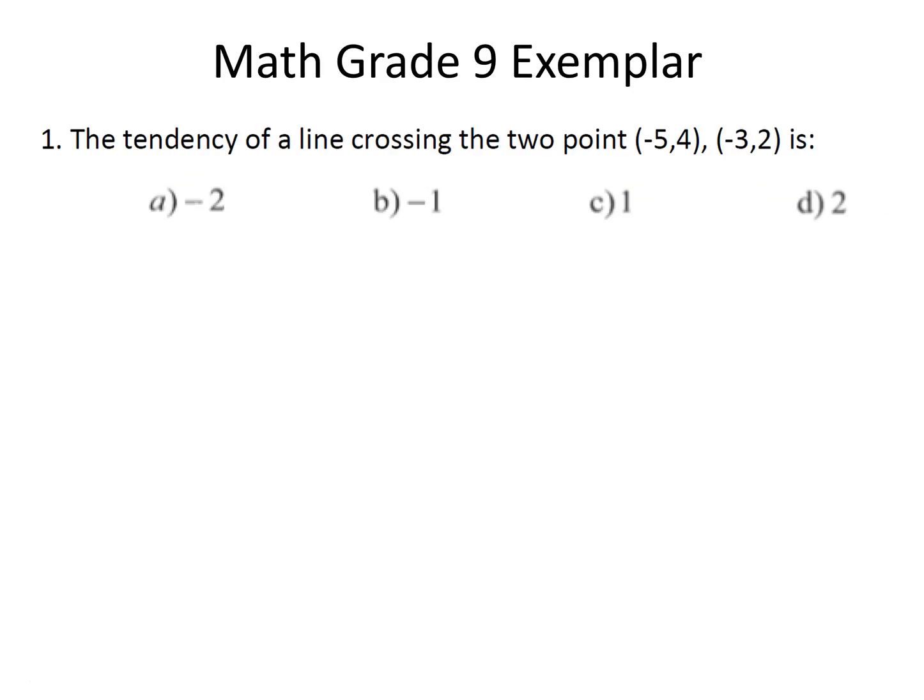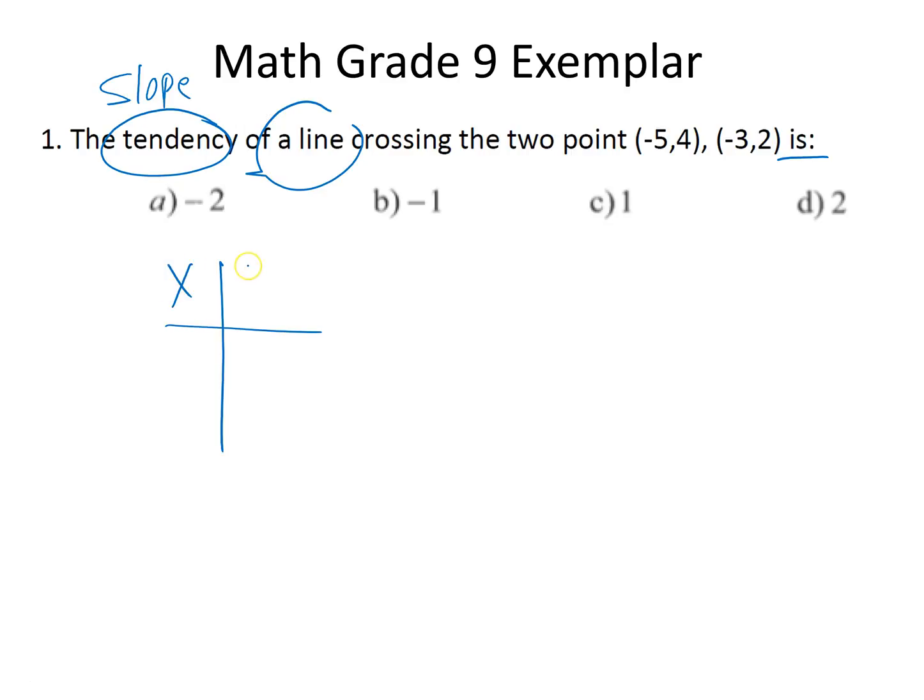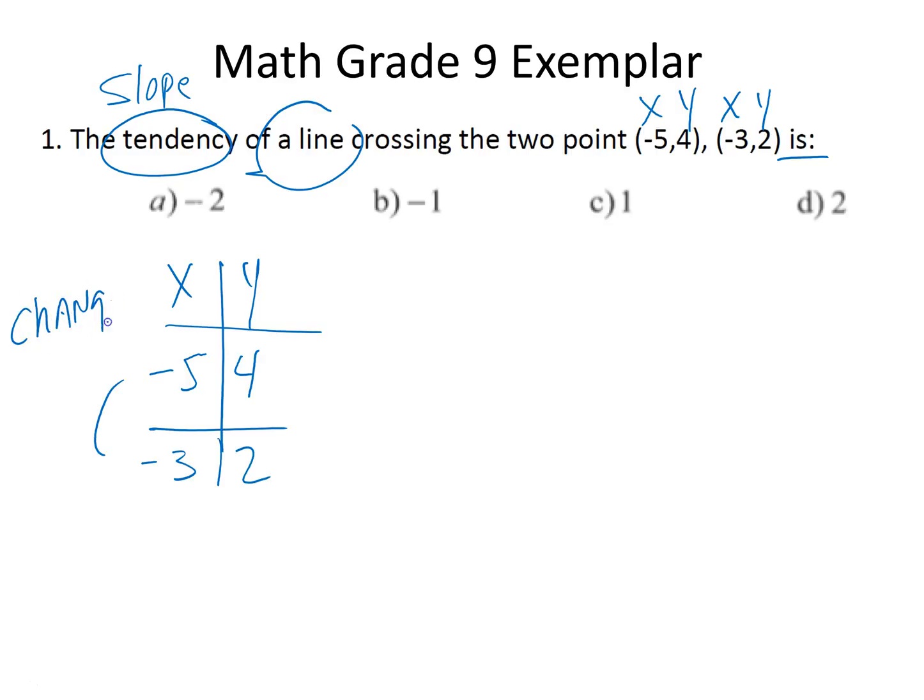Number 1, the tendency of a line crossing the 2 points is. What they mean by tendency really is slope. And I'm going to show you 2 ways you can do this problem. You can just take your x and your y, -5, 4, and -3, 2. And you just want to see what the change is.